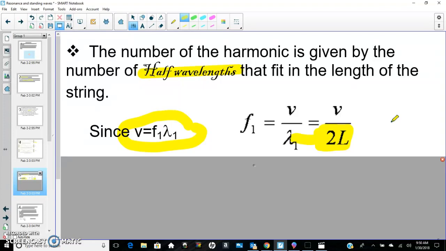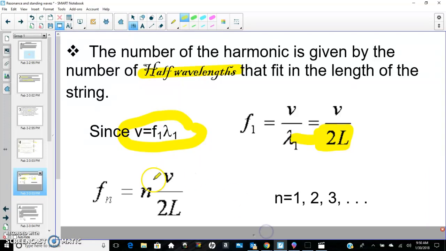Now, what if we don't want the fundamental? What if we want the second harmonic, or the third harmonic, or the fourth harmonic? Well, it becomes very easy. All we do is multiply the frequency of the fundamental by the harmonic number. The harmonic number is given by n, so it's always going to be an integer. Then we multiply by the equation that we got for the frequency of the fundamental, and we get the equation for any harmonic for waves on a string.